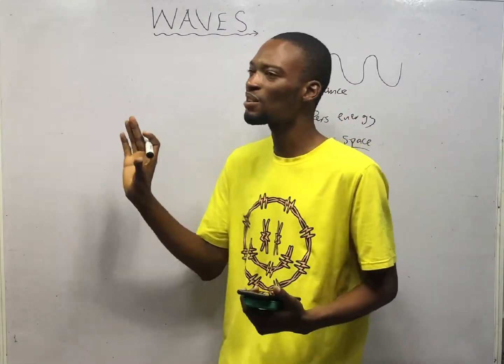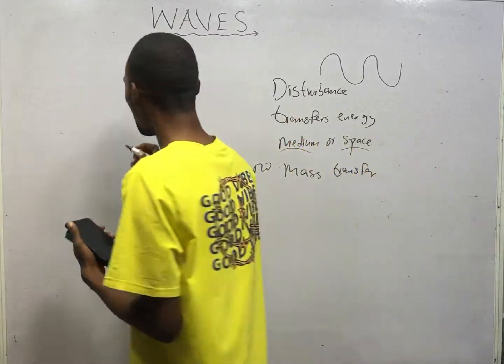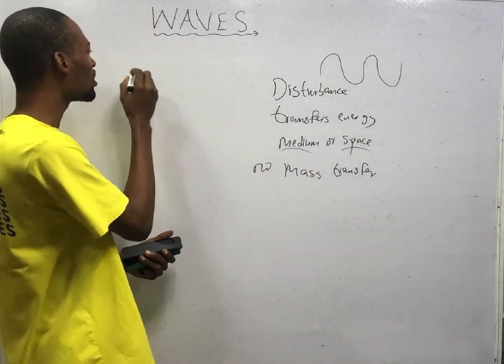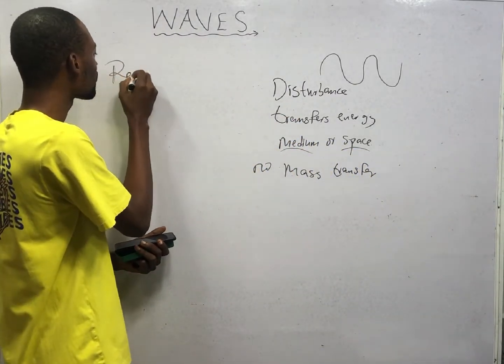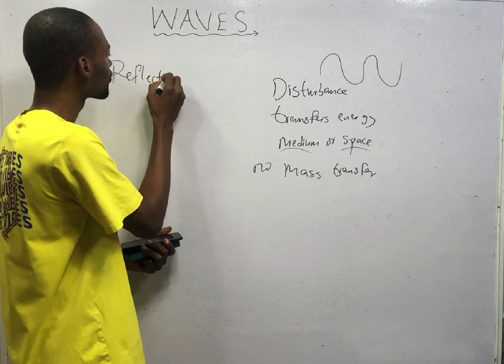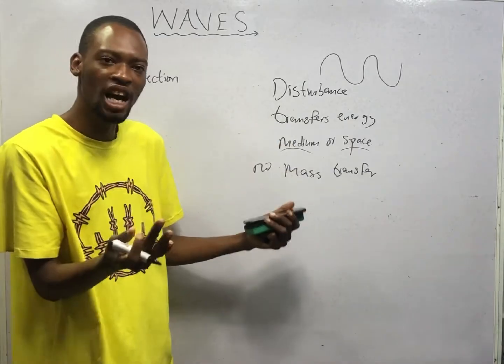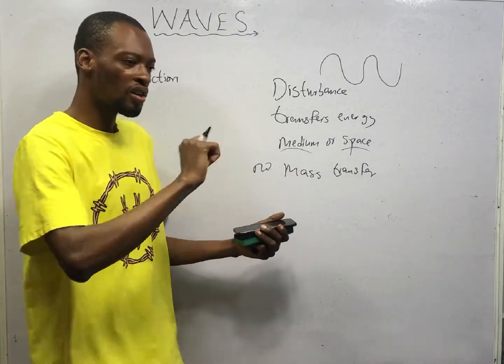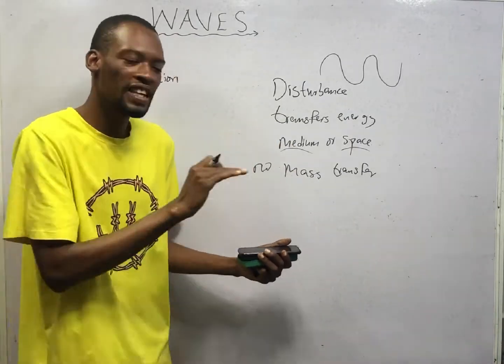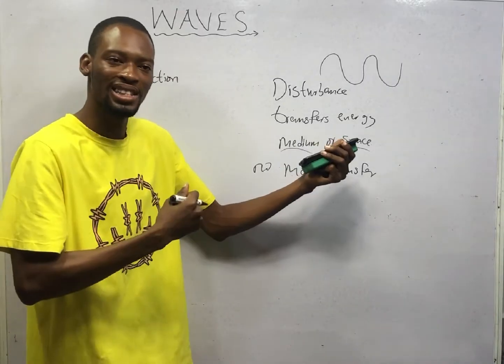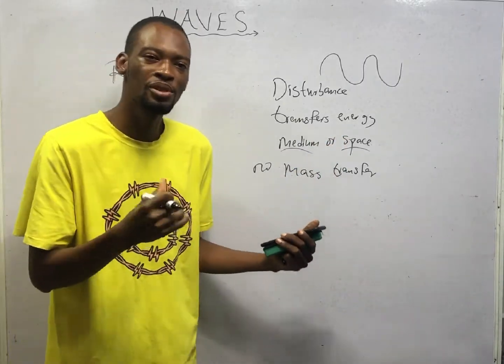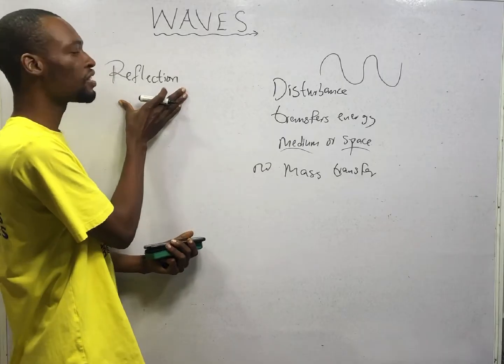Waves have certain properties. The first property of waves that will interest you is reflection. Before then, examples of waves: light, sound, water. When you disturb water, you see the waves at the top. Waves on strings, guitar, all these are examples of waves. So waves reflect.